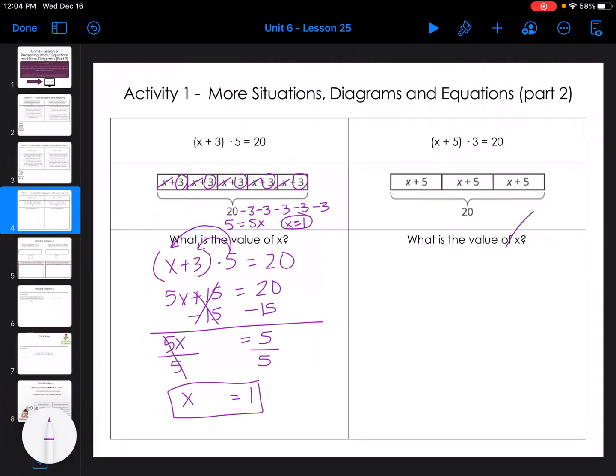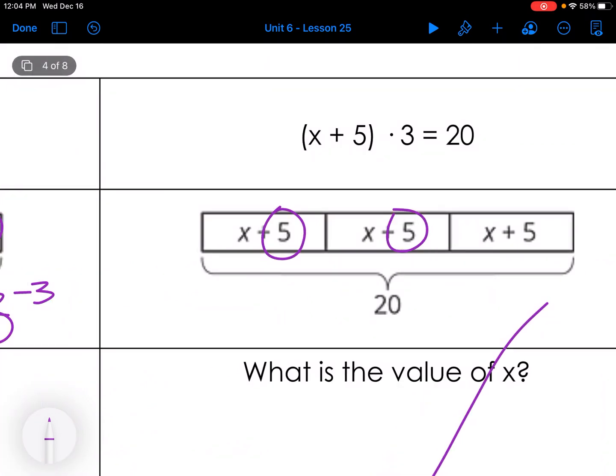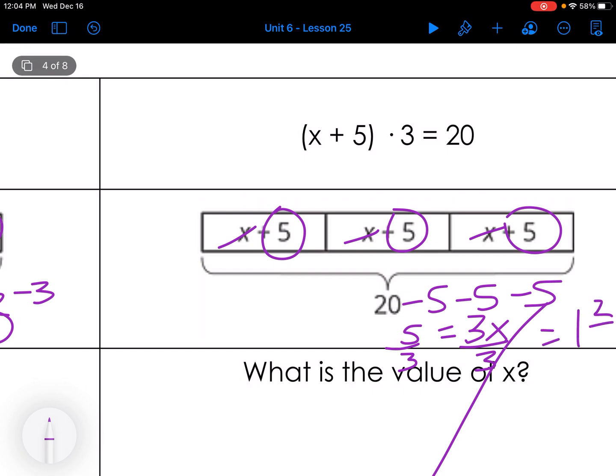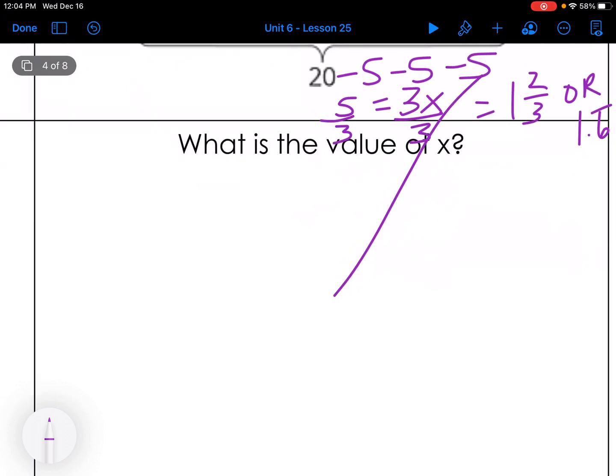The other one, oopsie. So now I've got 1, 2, 3. So I'm left with 5. But this time I only have 3 x's. So I'm going to split it into 3 groups. So 5 divided by 3. I get 1 2/3, or 1.6 repeating. So what is the value of x?